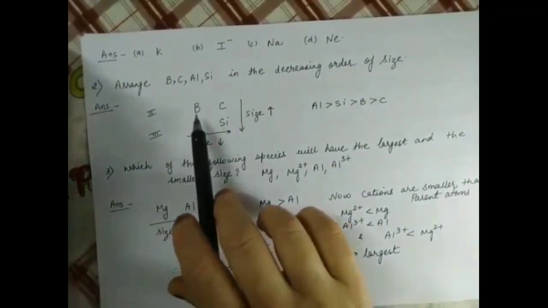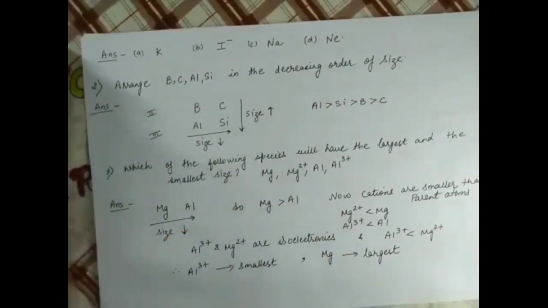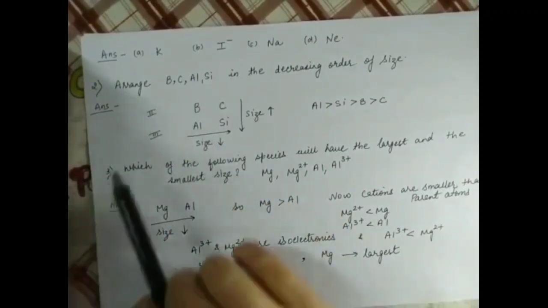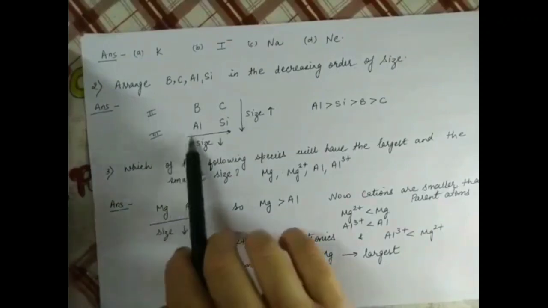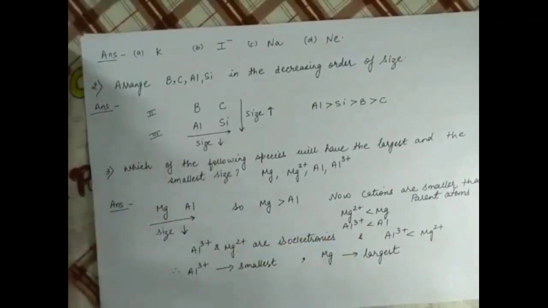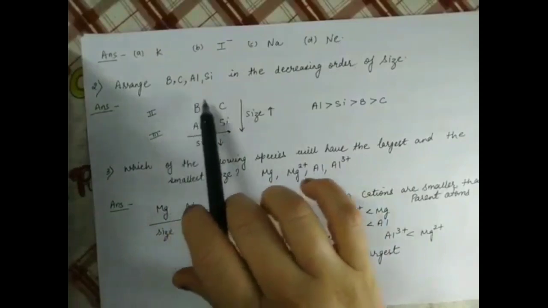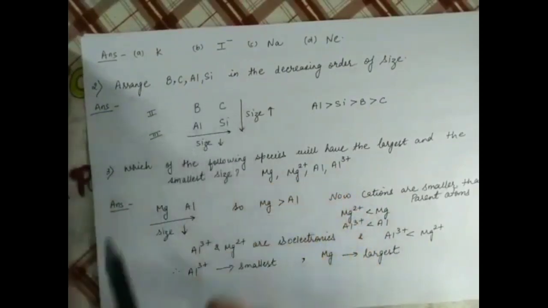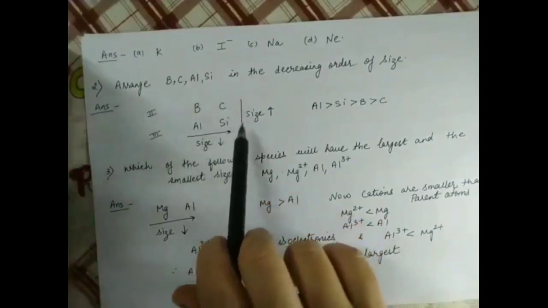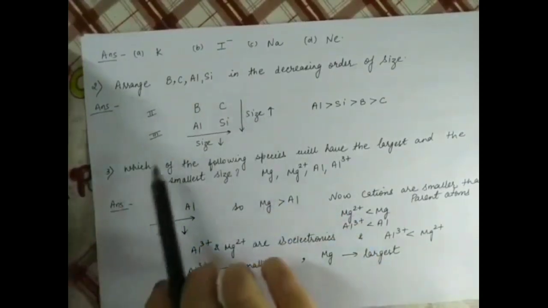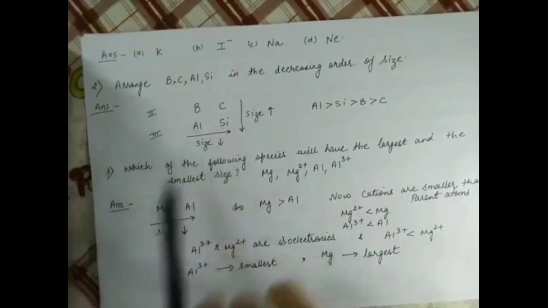Now just below boron, aluminium is there. Atomic number 13. It is in the third period. And after aluminium, silicon comes. Now listen carefully, in 11th class we have to learn atomic numbers up to 30. So try to learn them. So this is the position of boron, carbon, aluminium and silicon in the periodic table. We have also learned that as we move down the group, atomic size increases, and as we move from left to right, the size will decrease.